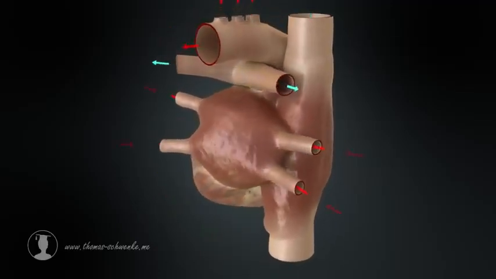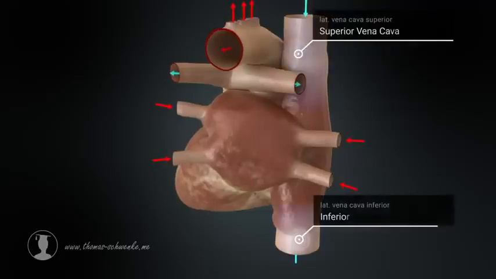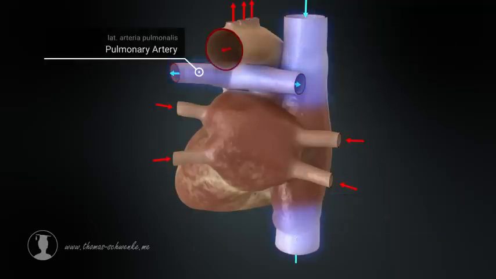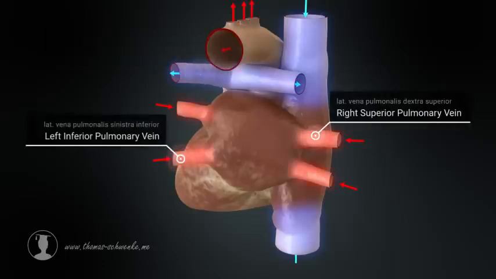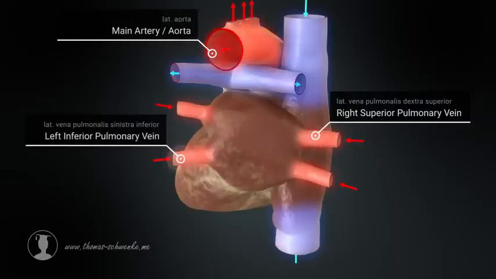The heart receives deoxygenated blood from the body through the inferior and superior vena cava. It pumps this blood to the lungs with the help of the pulmonary artery. The oxygenated blood from the lungs returns to the heart through the 4 pulmonary veins. The heart then pumps this blood into the body by the aorta.